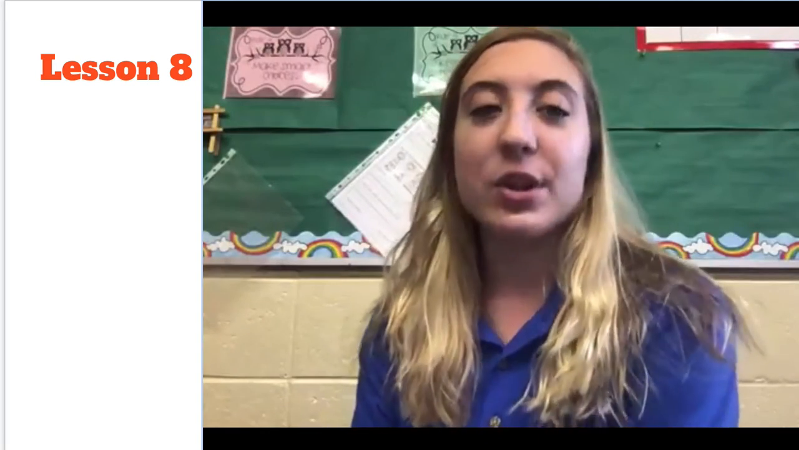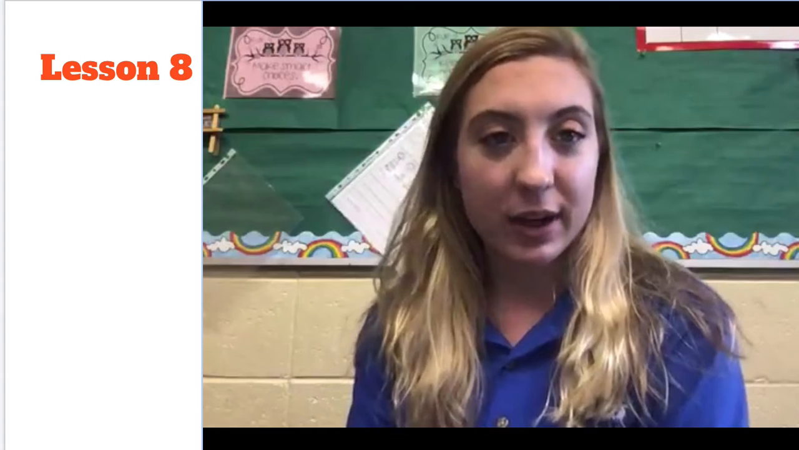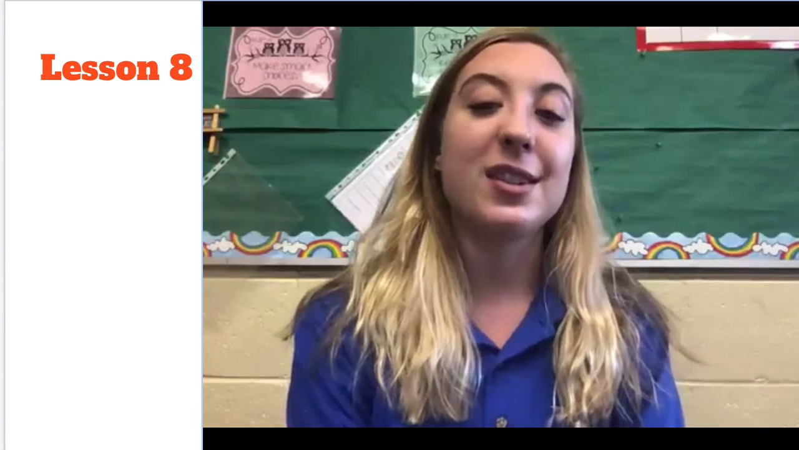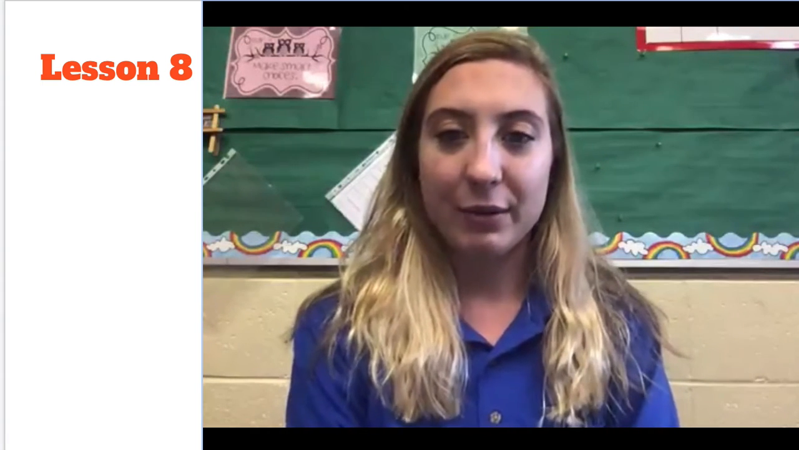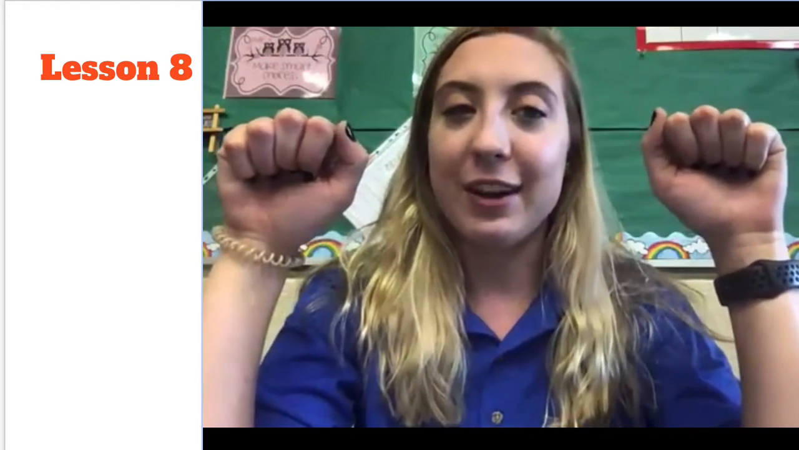For our warm-up today, we're just going to be practicing our skip counting. We're going to be counting by 2s to 20, and we're going to be counting by 3s to 30, forward and backwards for both. So again, I'm using my hands. They're going to help guide me so I remember where I'm at. So we're going to start with 2s to 20.